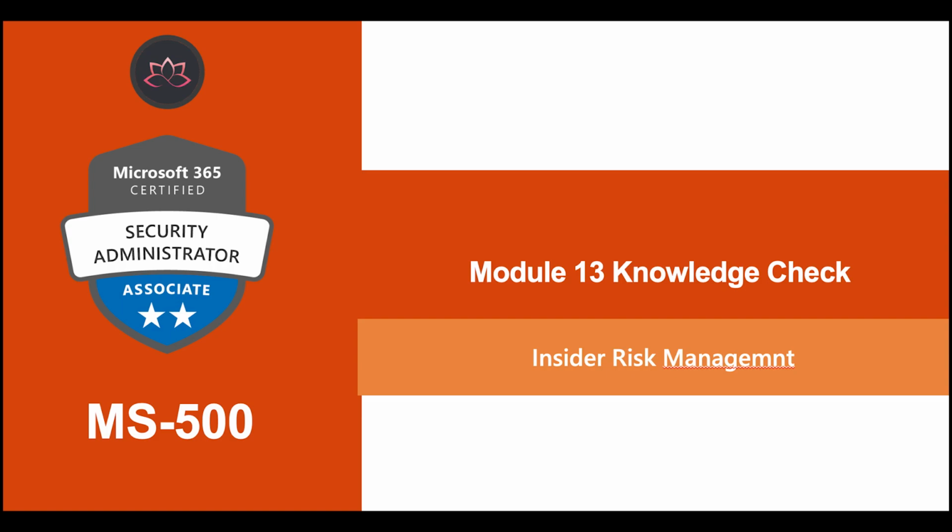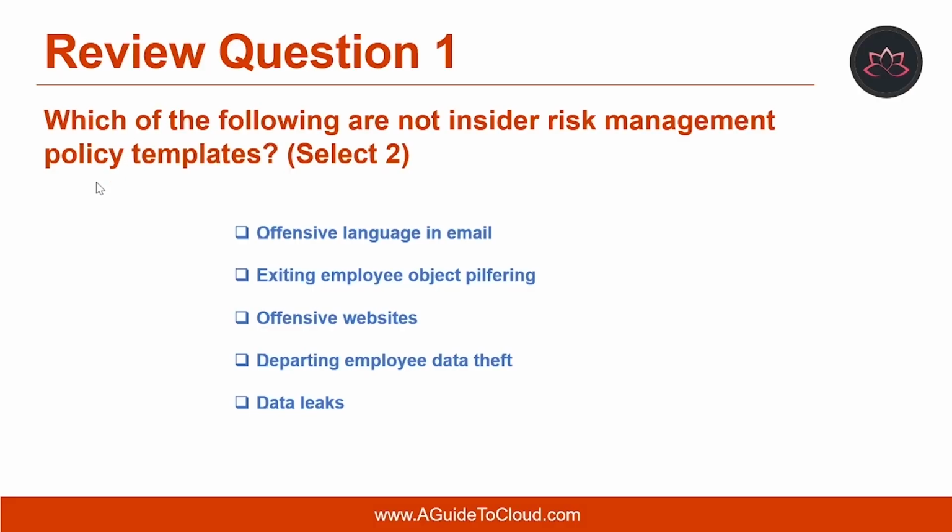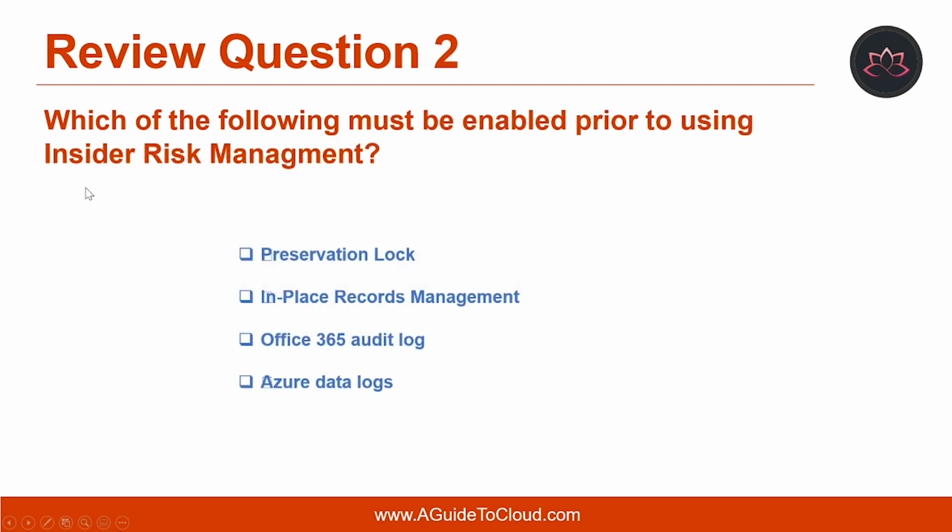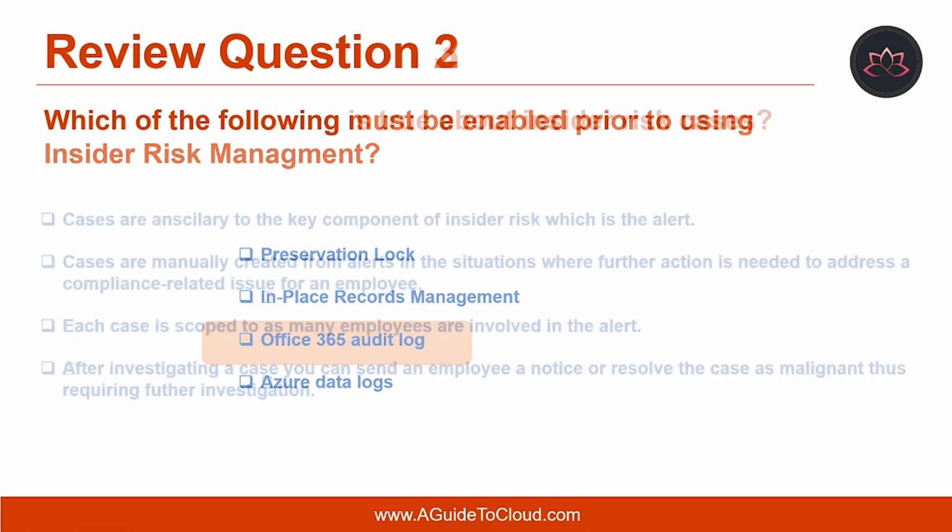In this section, we're going to go through insider risk management review questions. Let's look at the first question. Which of the following are not insider risk management policy templates? Select two. The correct answers are existing employee object pilfering and offensive websites. Question number 2. Which of the following must be enabled prior to using insider risk management? The correct answer is Office 365 Audit Log.